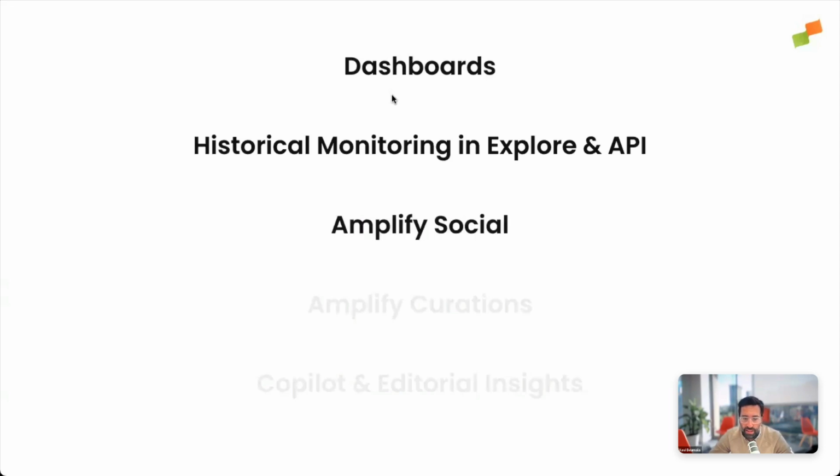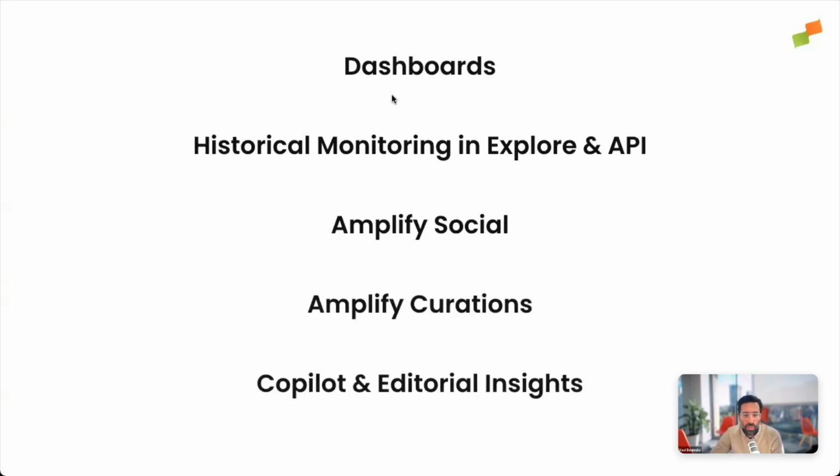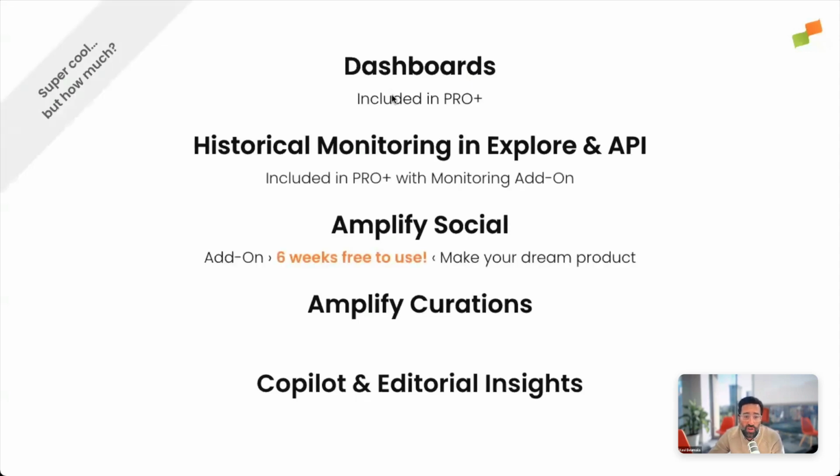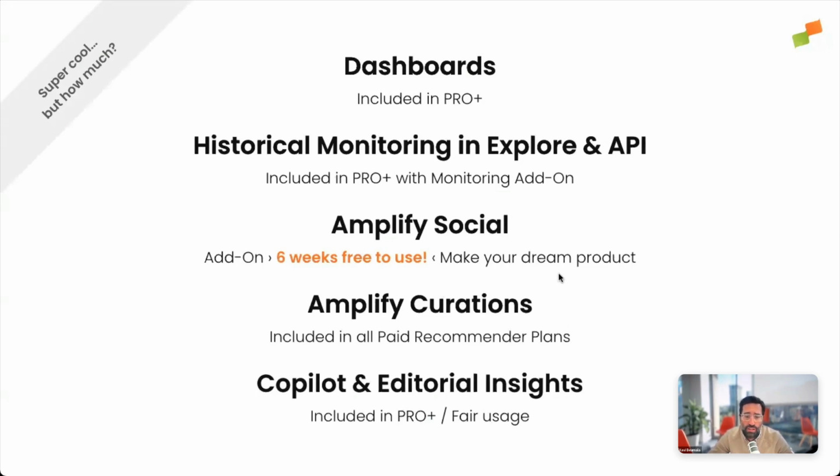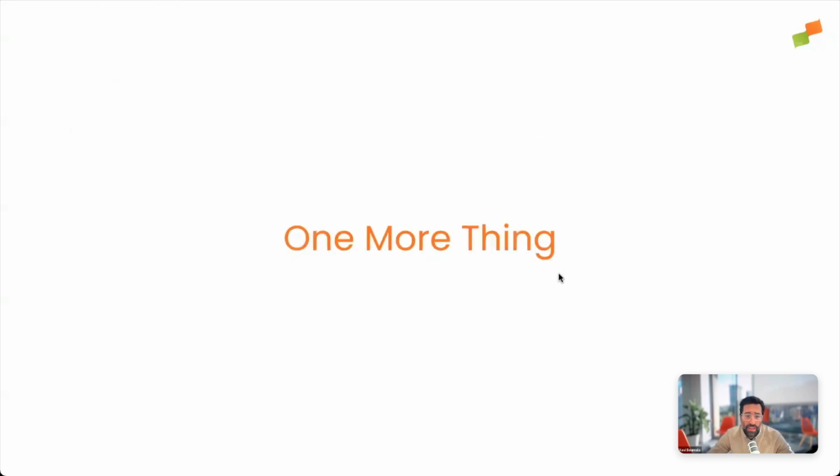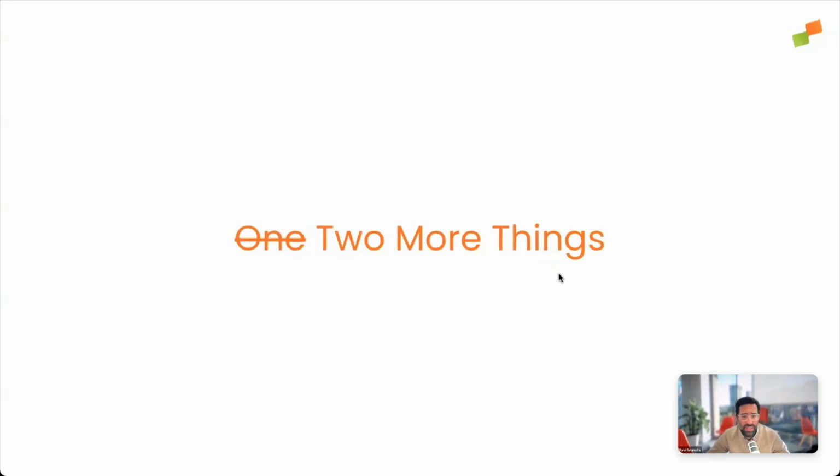Also, we've got Amplify, both for social and recommendations. And as we've seen today, we've got Copilot and Editorial Insights. And everything is included in your existing pricing, okay? Well, not everything. Amplify is not included, but you still have lots of weeks to go and it's free to use. And everything should be included and available to you except for Editorial Insights. But obviously, before going, there's always one more thing. Actually, today there are 2 more things that we think are important.